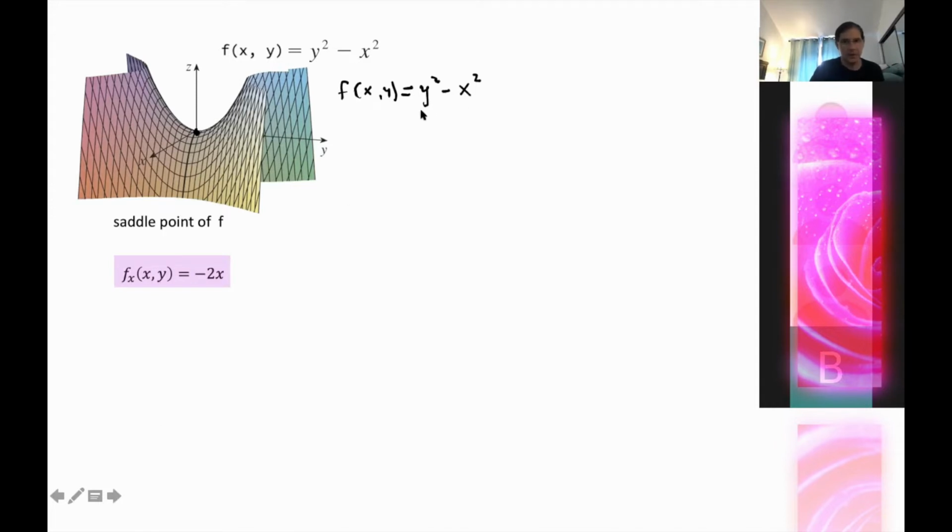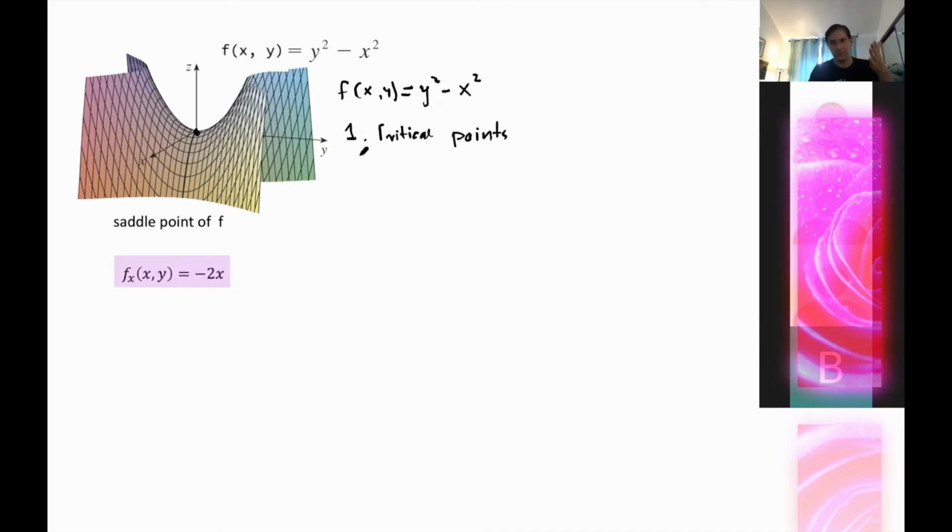So, okay, here's the function f. Step one, find critical points. Find all critical points. What are the critical points? Critical points are when the function might have a local minimum, maximum, or saddle. So let's see. How do we find critical points?